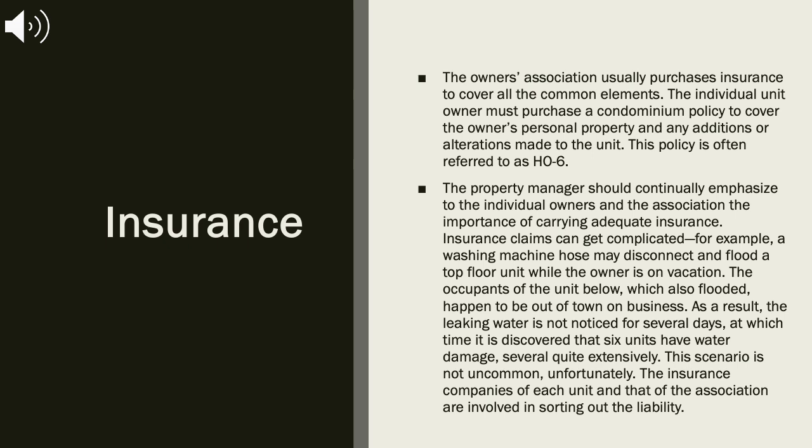Insurance claims can get complicated. For example, a washing machine hose may disconnect and flood a top floor unit while the owner is on vacation. The occupants of the unit below, which also flooded, happen to be out of town on business. As a result, the leaking water is not noticed for several days, at which time it is discovered that 6 units have water damage, several quite extensively. This scenario is not uncommon, unfortunately. The insurance companies of each unit and that of the association are involved in sorting out the liability.